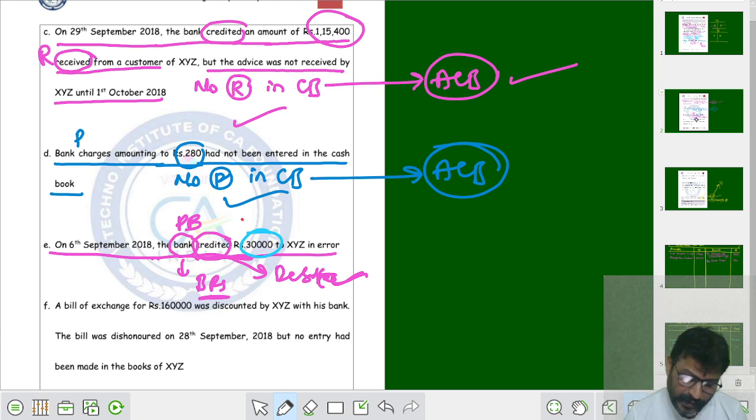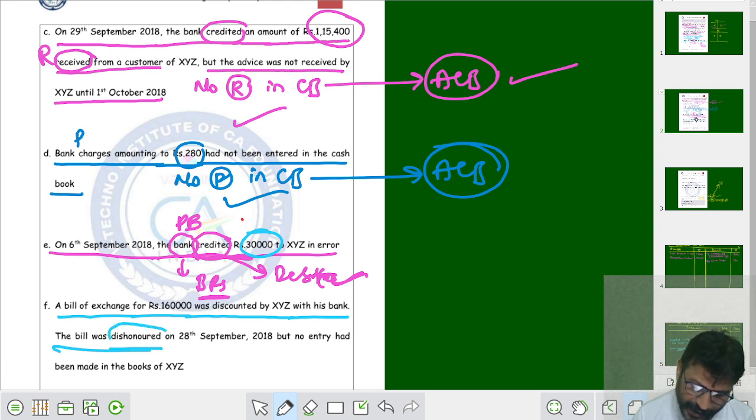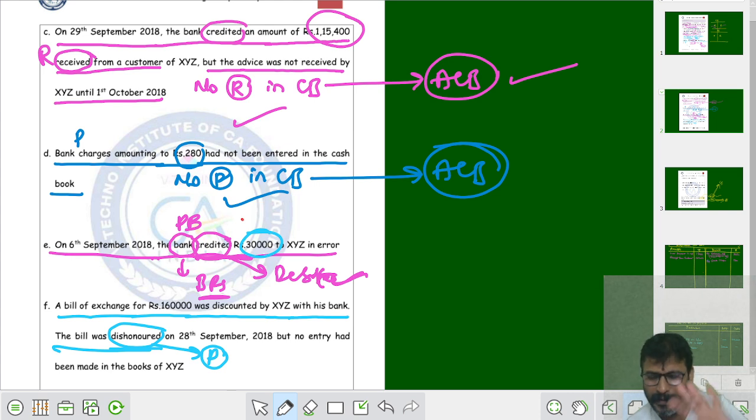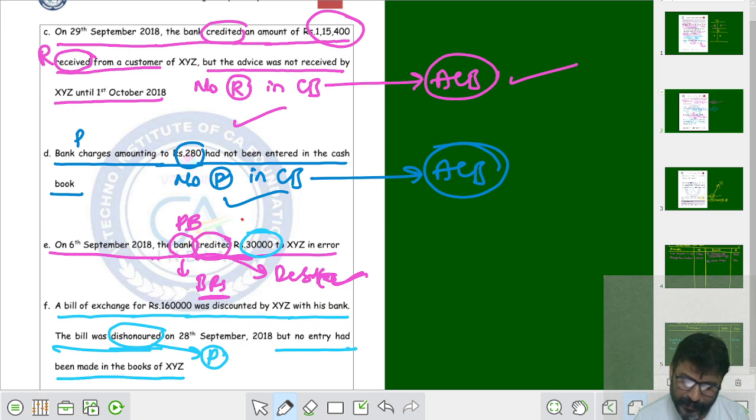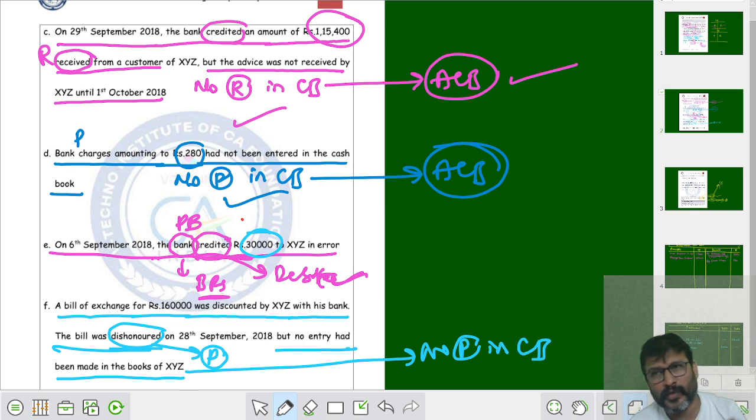Then the next one. A bill of exchange of rupees 1,60,000 discounted by XYZ with his banker was dishonored. Oh, what happened now? Dishonor happened. Dishonor means payment. On 28th September, within our time frame. But no entry was made in the books of XYZ. No entry made in the books of XYZ means no payment in cash book. Because books of XYZ means what? The businessman, the cash book.